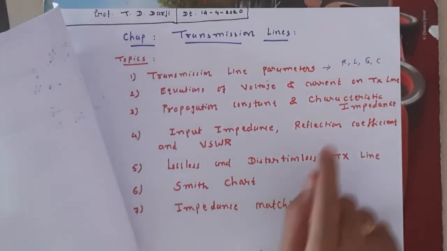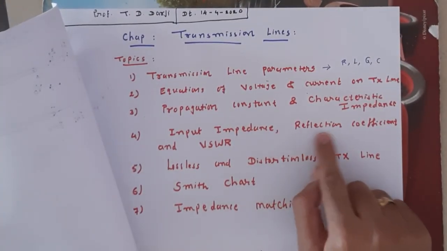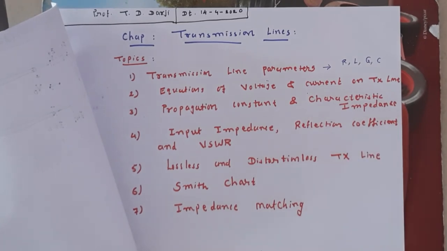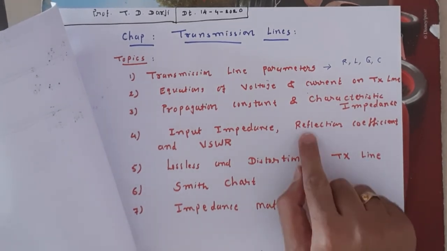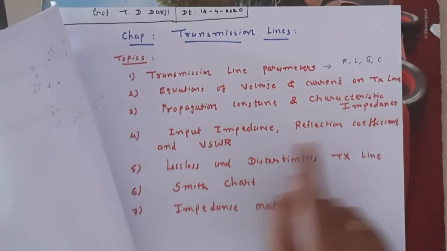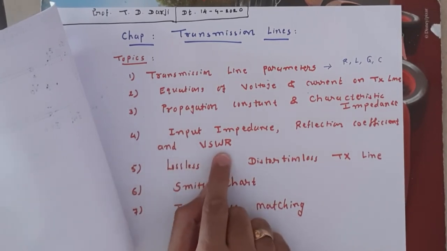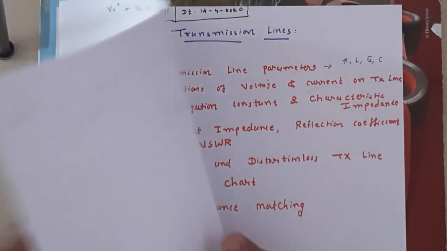In the next lecture, we will find out what a reflection coefficient is. There are two types of reflection coefficient, voltage reflection coefficient and current reflection coefficient. And then we will discuss the VSWR, that is the voltage standing wave ratio.